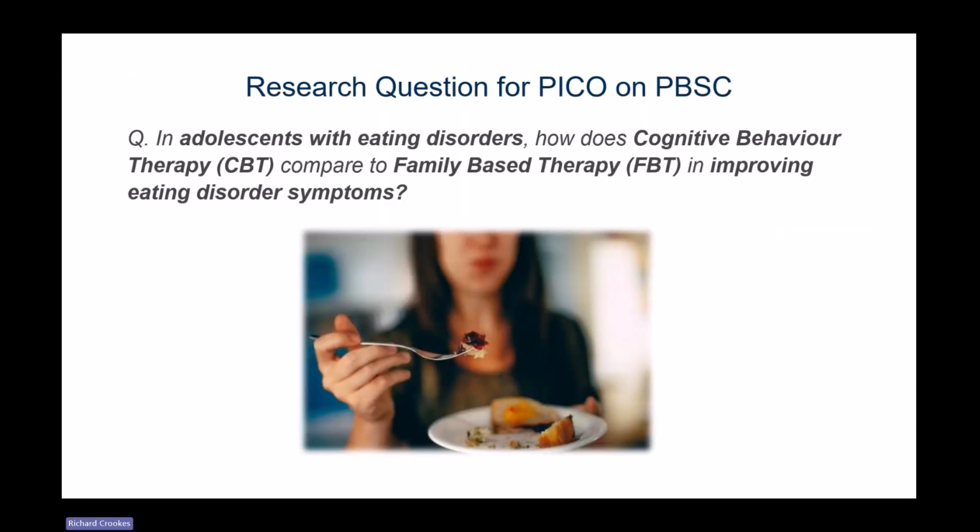So for this particular search, we have a sample here. We're going to look at a research question for PICO using this question. So in adolescents with eating disorders, how does cognitive behavior therapy, CBT, compare to family-based therapy or FBT in improving eating disorder symptoms? So I've already highlighted the key terms in this search. So I've got adolescents, and they have a particular underlying disorder, eating disorders. And then we look at the particular treatment or intervention, cognitive behavior therapy, compared to family-based therapy, and the goal to improve eating disorder symptoms. So that's our research question and the key terms highlighted.